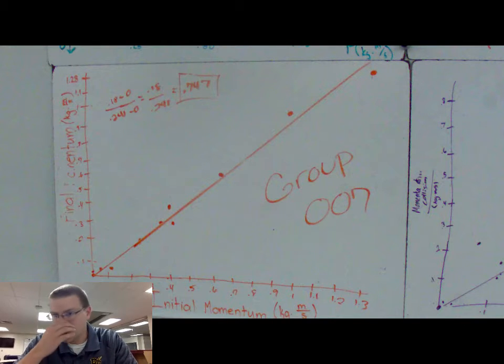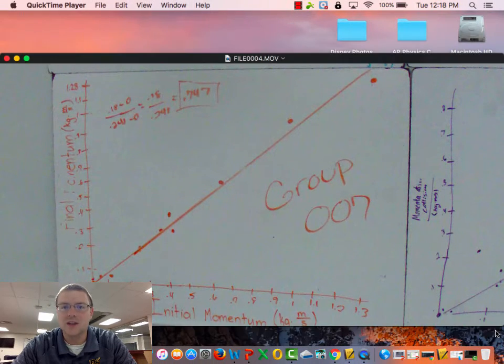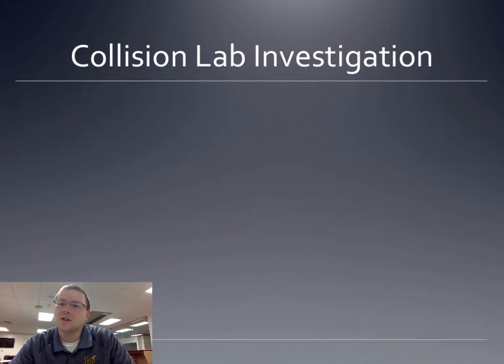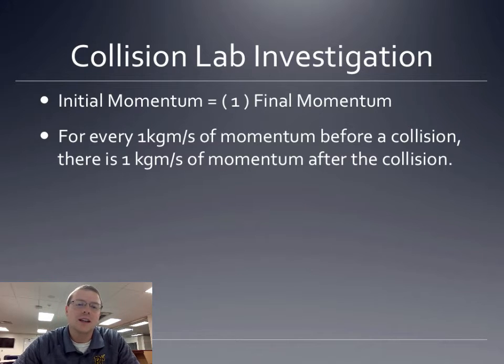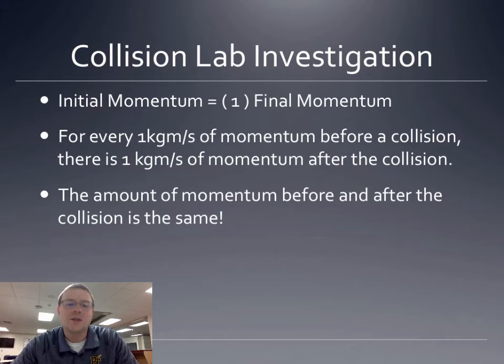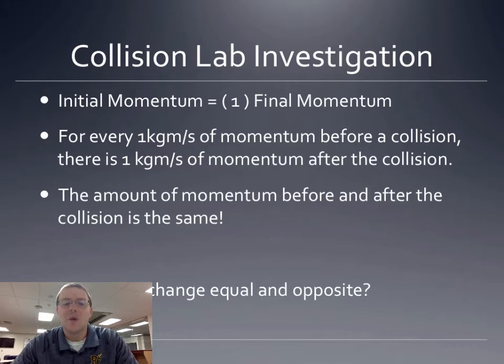And if we were very careful in our analysis and the sparks were very good at capturing our exact velocities, what we should end up seeing from the collision investigation is that our initial total momentum should equal our final total momentum. And there should have been a slope of around 1 for that investigation, meaning that for every 1 kilogram meter per second of momentum you have before a collision, you've got to have at least 1 kilogram meter per second of momentum after the collision, which again says that the momentums are the same before and after, meaning momentum is conserved.